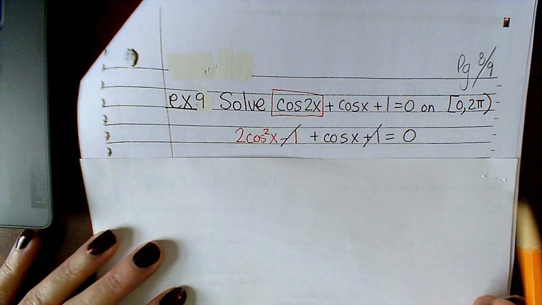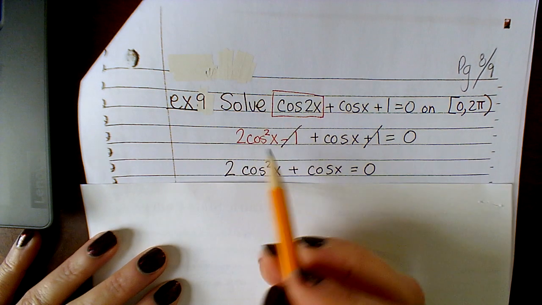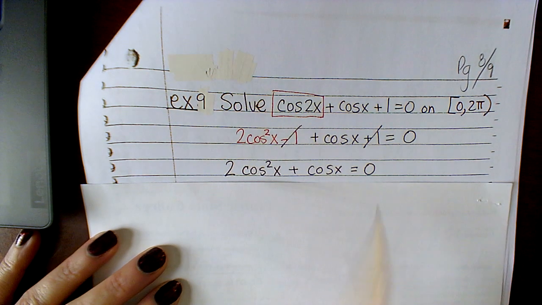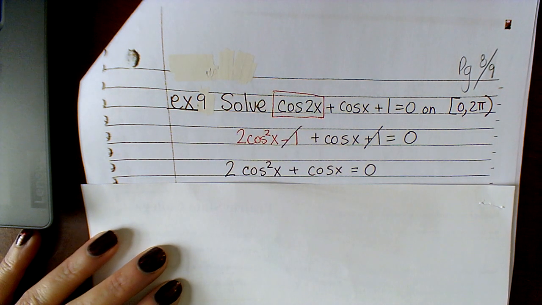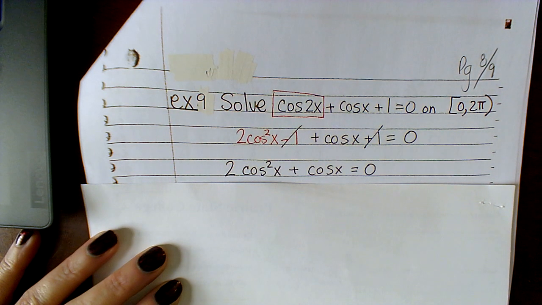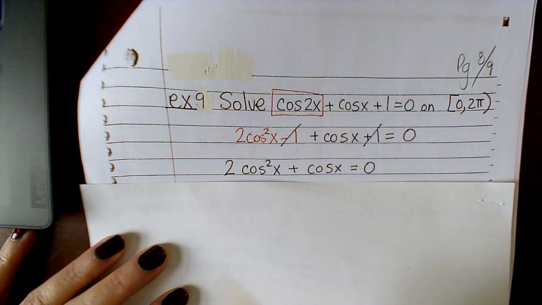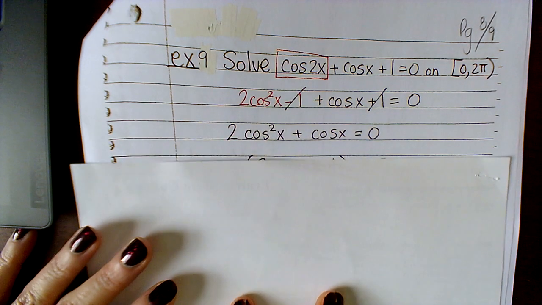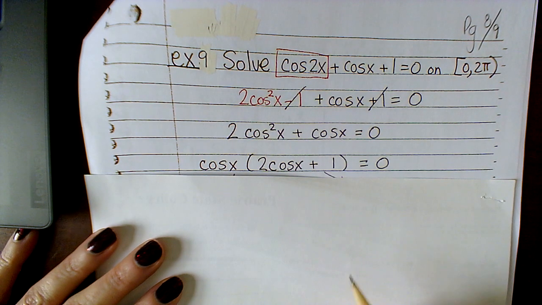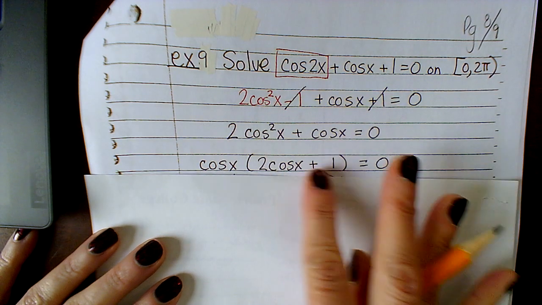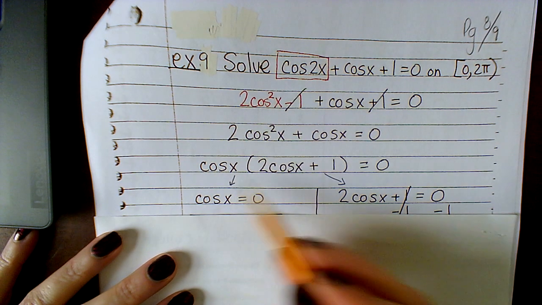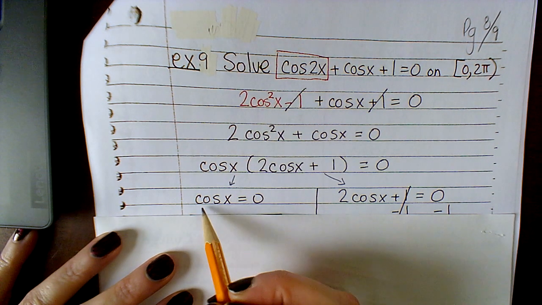Combining like terms, that's going to zero off. It's going to give me 2 cosine squared x plus cosine x equals 0, which is nice because that means this factors easier than the last one. The last one being a trinomial, it was a little tougher to factor. This one we can factor out a common factor of cosine x and get cosine x times 2 cosine x plus 1, and then we can do the split.